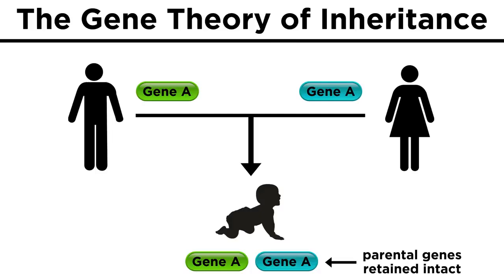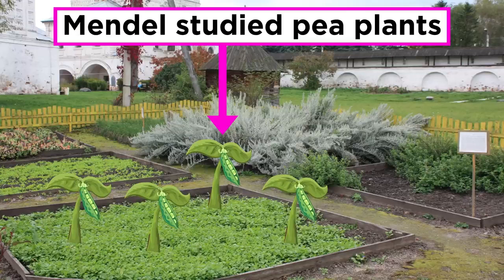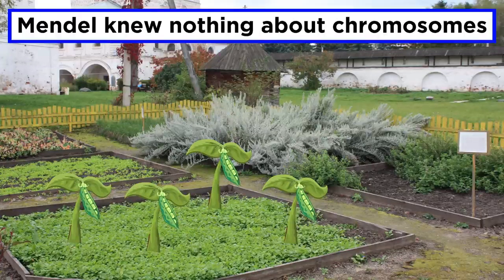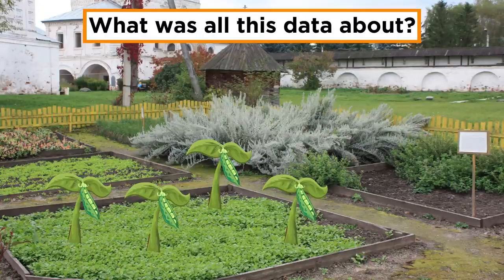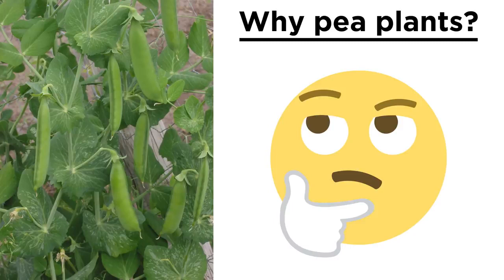In the gene theory, each parent has a set of genes, and these are retained intact in the offspring. Mendel worked for several decades with pea plants in the garden of his monastery to produce an impressive body of data to support the gene theory, all of which was done decades before chromosomes were observed and understood. We will discuss the methods Mendel used to breed the pea plants and the conclusions he was able to derive from them. First of all, why peas?